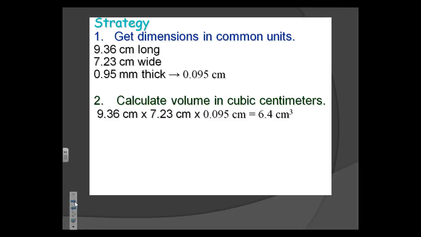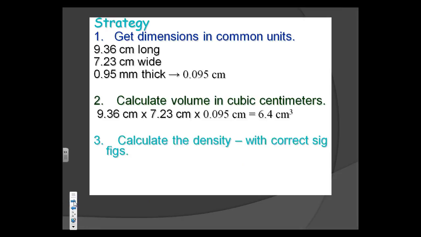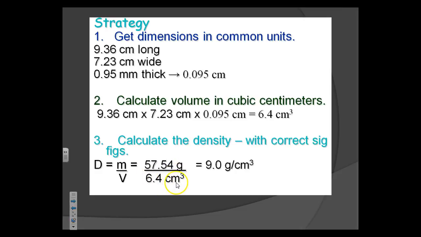Now I have my volume. Now I can actually get to answering the question. So density is mass over volume. The mass they gave me in the problem is here, and then the volume I just calculated is here. This mass has 4 sig figs, the volume has 2 sig figs, so when I divide, my answer can only have 2 sig figs, and you have to round correctly for this one. So it is 9.0 grams per centimeter cubed, because these units don't cancel out, so you leave them just the way that they are.